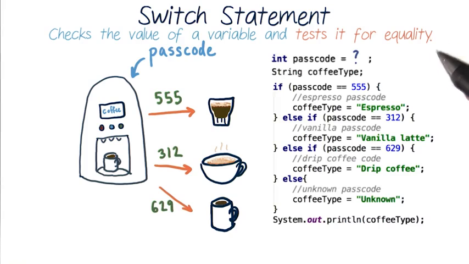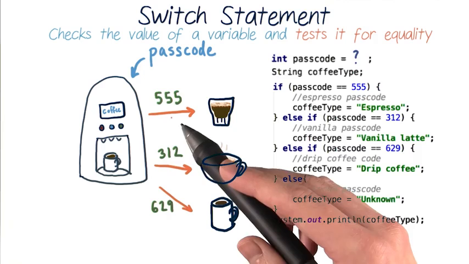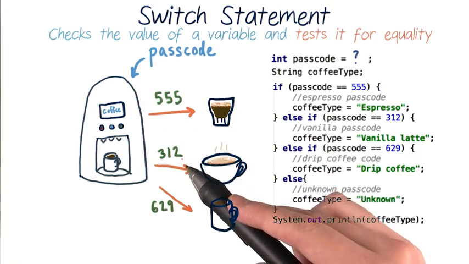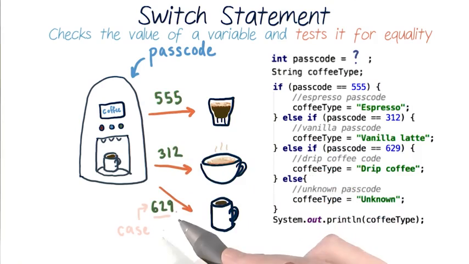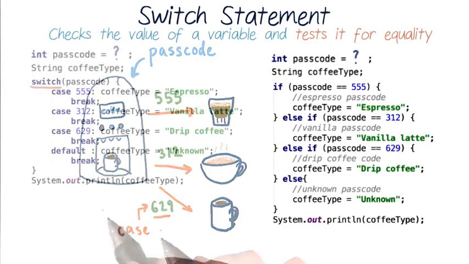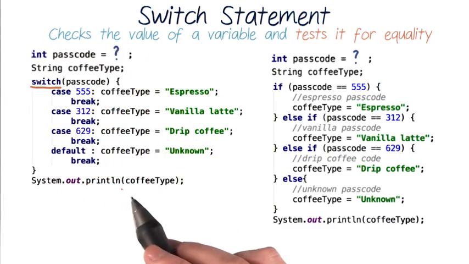A switch statement does the same thing a little more concisely. It lets us check the value of a certain variable, like our passcode, and test it for equality against a list of possible values it can take, like 555, 312, and 629. Each of these specific values is called a case, and we can program different behavior for each case. In Java, this switch statement looks like this.